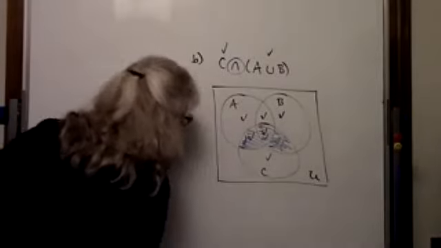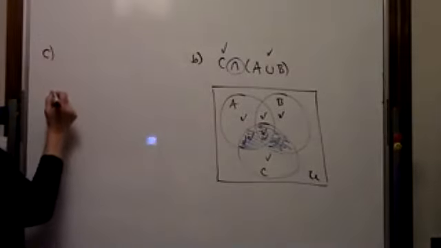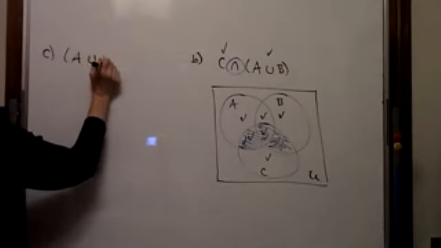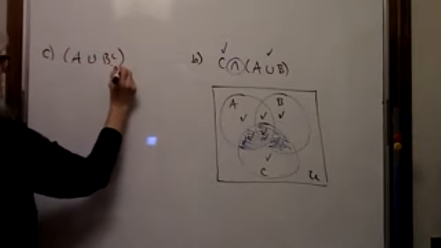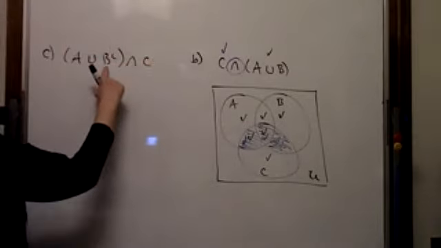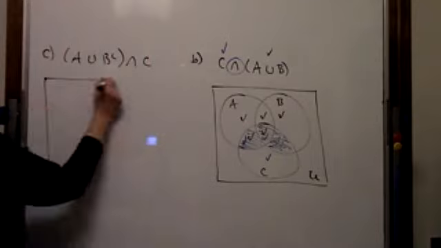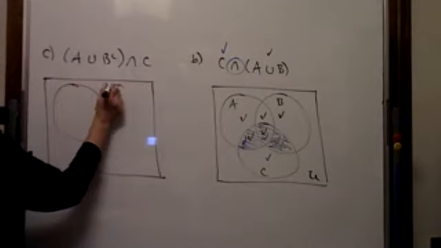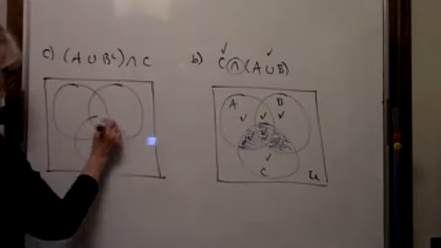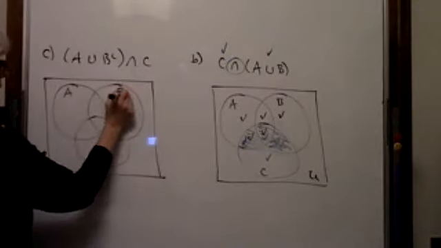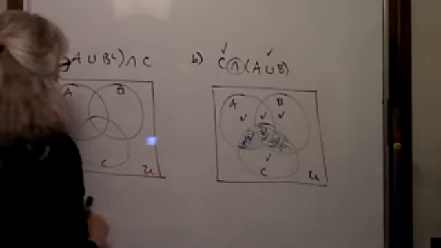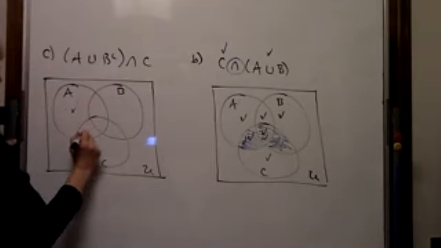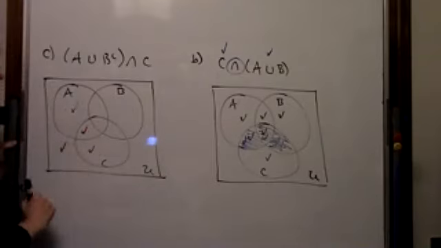Our next example, we're going to take a look at or try and identify A union B complement. And we're going to intersect that with C. So slightly different. We got a B complement sitting there. So let's go find B complement first. We know that B complement is everything outside of B, which are those four regions.